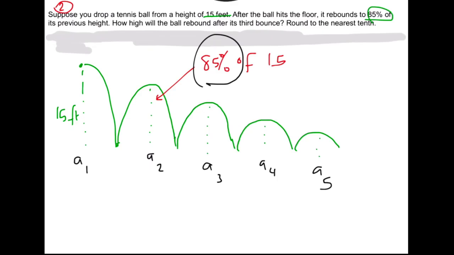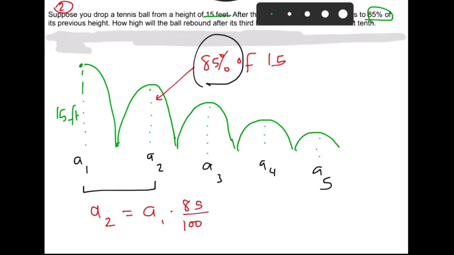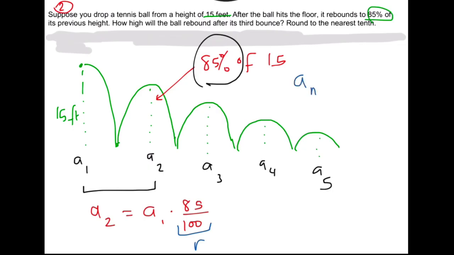So this is a geometric sequence problem, because to find the next term, you have to take the previous term, like A1, times 85%. That means times 85 over 100. If you multiply this, that will give you A2. So you are using multiplication, because if you want to find A2, you have to take A1 times 85 over 100. And this right here is your common ratio r, okay? So let's see how that looks. The formula would be A_n equals A1 times r to the n minus 1.